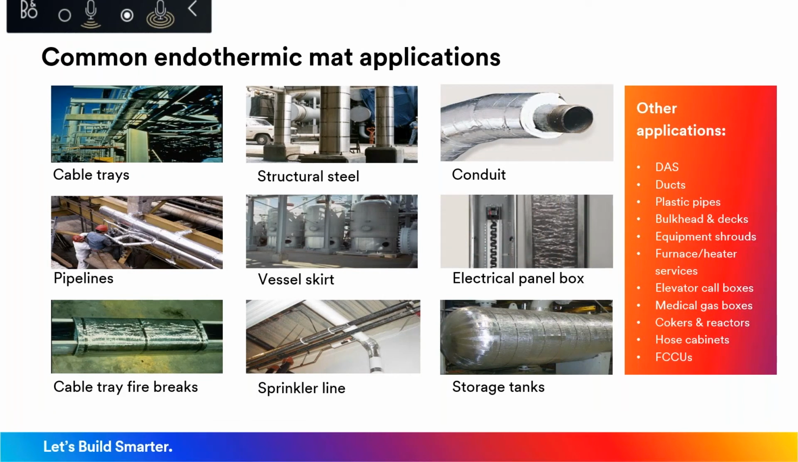So again, the mat solutions, a ton of different types of solutions with endothermic mats. In our industry, typically we're protecting critical circuitry, but there are many other solutions for endothermic mats. Structural steel protection, pipelines, vessel skirts, things of that nature, electrical panel boxes, storage tanks.